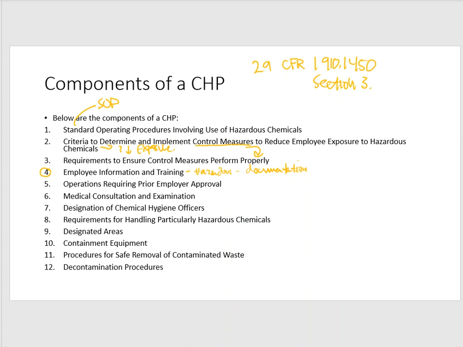Number 6, medical consultation and examination. All right, so what if something happens to an employee? Where do they go?